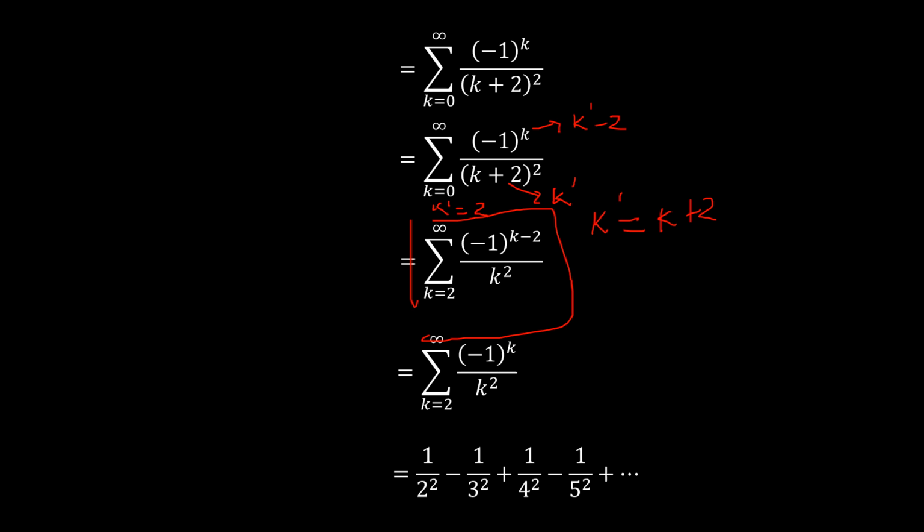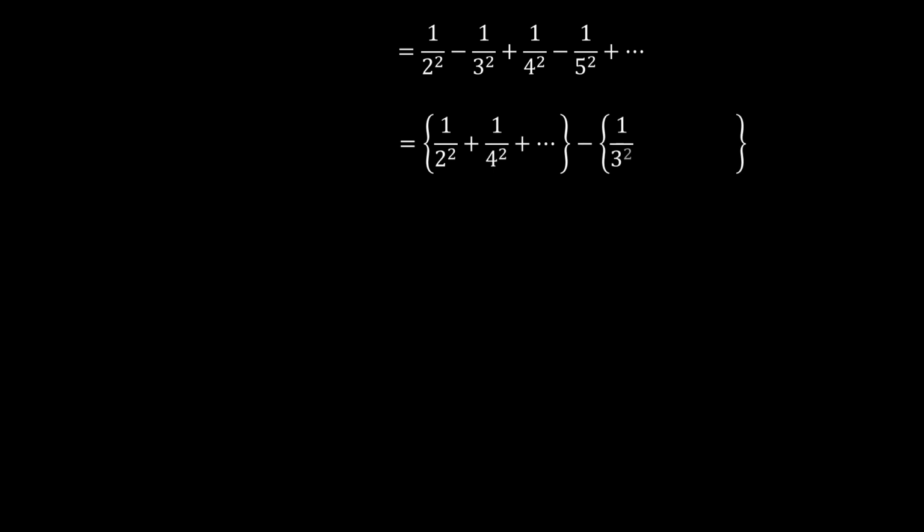Now because when k equals 3, this is going to be negative 1, there's a negative sign here. When k is equal to 4, since this is even, this becomes 1, so we have positive 1 over 4 squared. And when k equals 5, because this is negative, we have minus 1 over 5 squared, plus 1 over 6 squared, minus, and so on. Now we can separate the odd from the even terms. And so we have 1 over 2 squared plus 1 over 4 squared plus 1 over 6 squared, minus, in brackets here, 1 over 3 squared plus 1 over 5 squared plus 1 over 7 squared, and so on and so on.